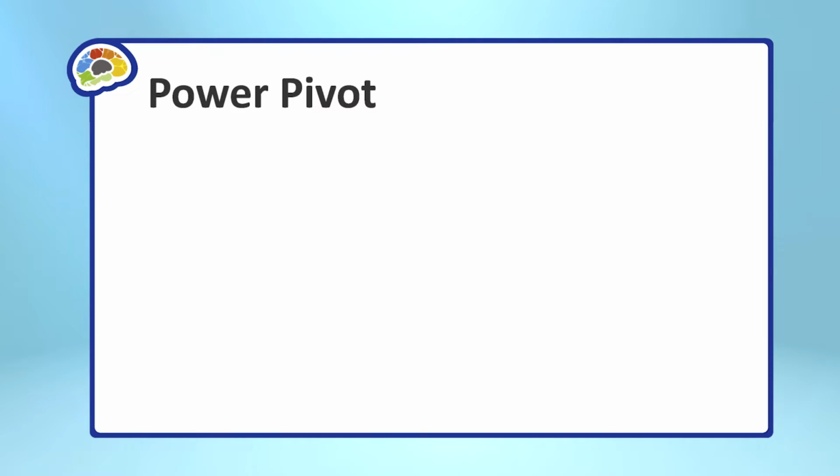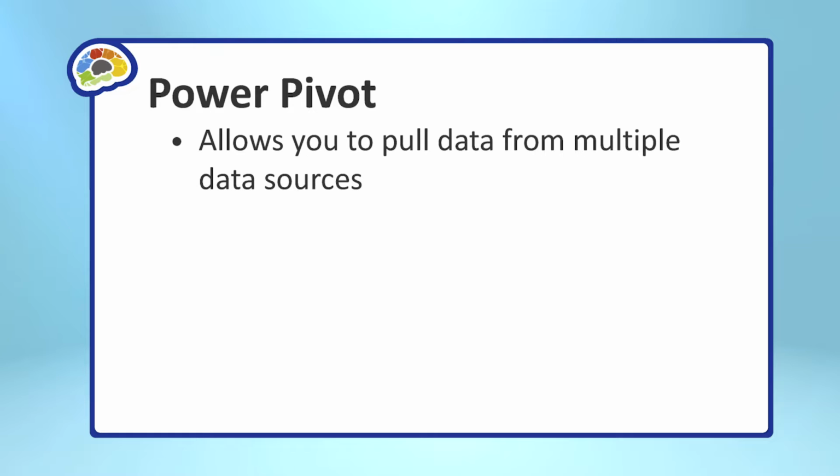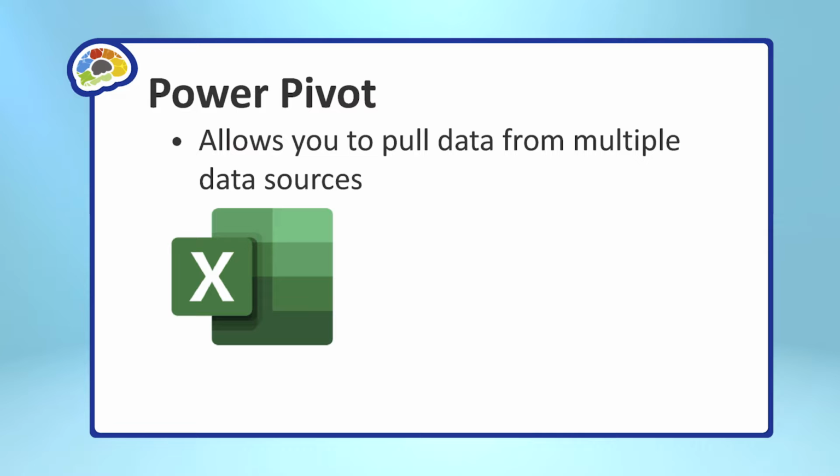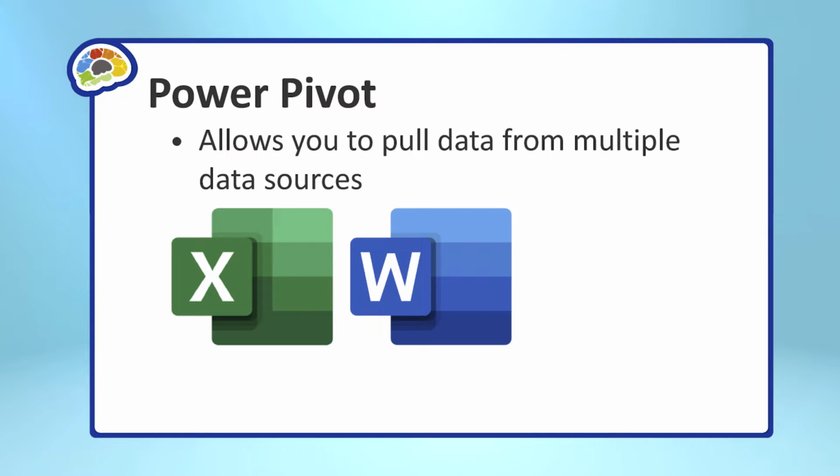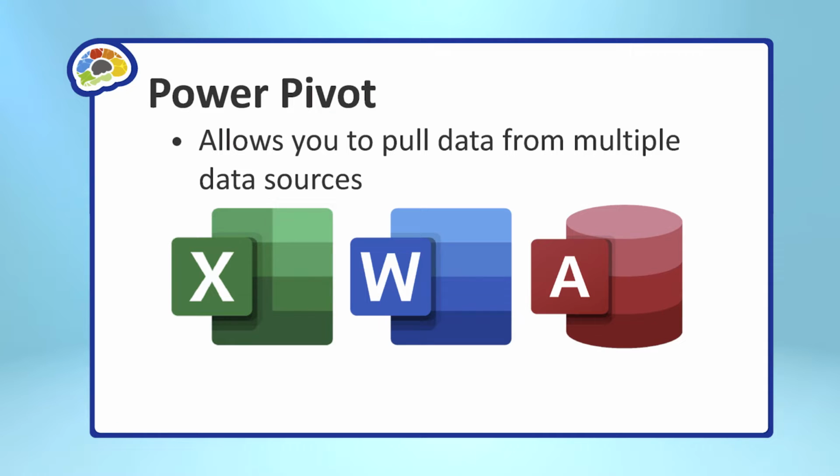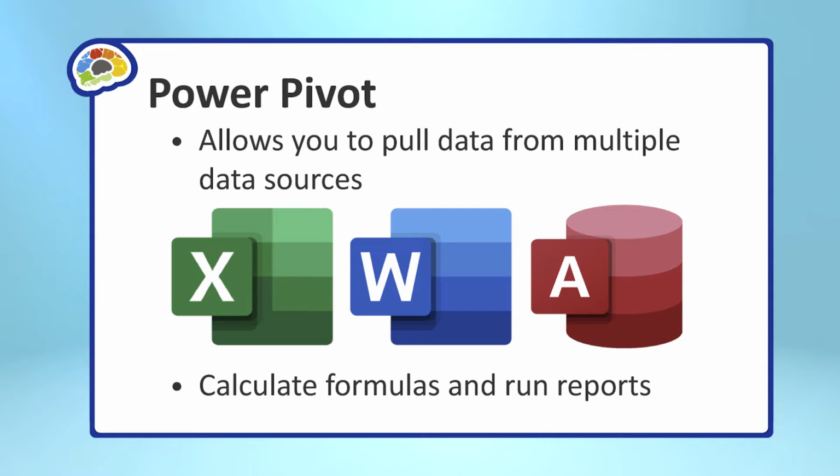It's called Power Pivot. And what Power Pivot does is it allows you to pull data from multiple data sources. It could be Excel, it could be multiple files in Excel, it can be a Word file, like a table in a Word file. It can also be an Access database or some other kind of database table. And you can pull the information together in Excel and then basically run pivot tables on that information. Also, you're able to calculate formulas and create reports. So first, let's find out where this is.